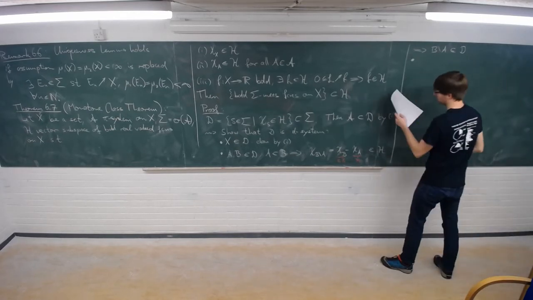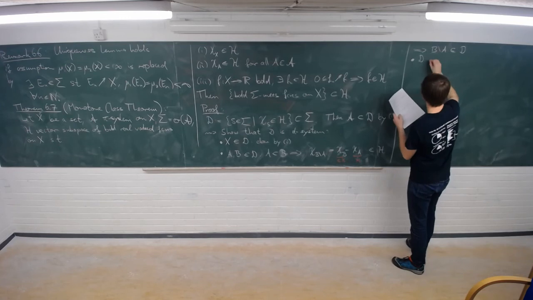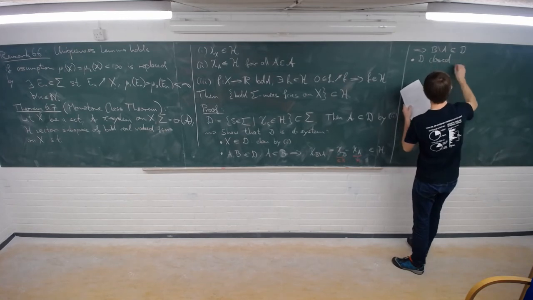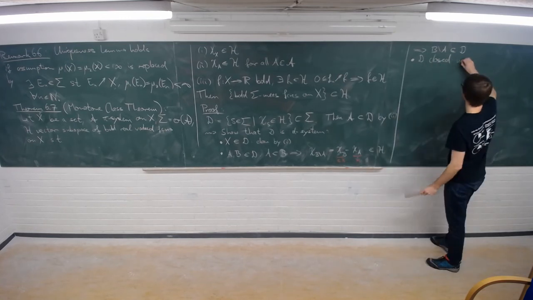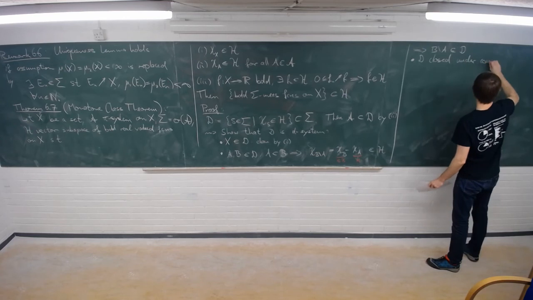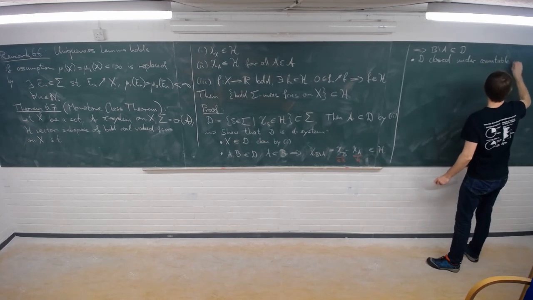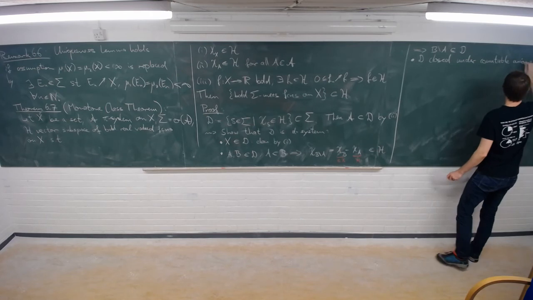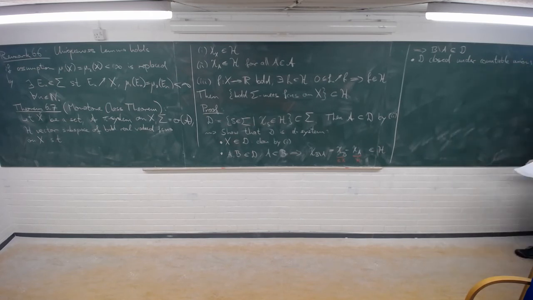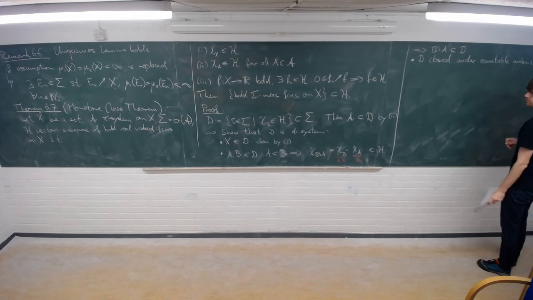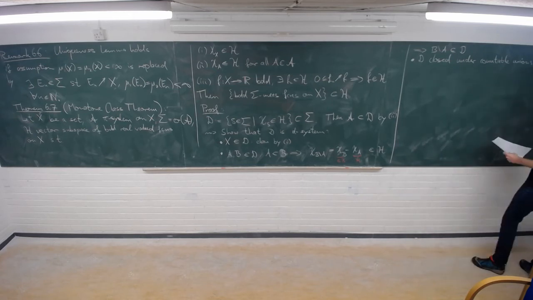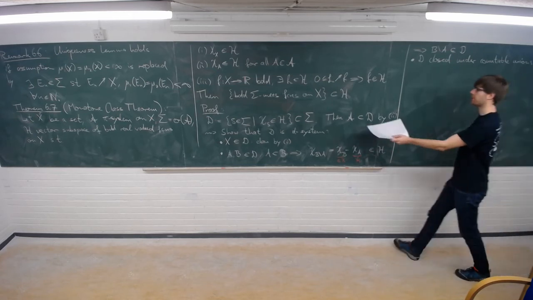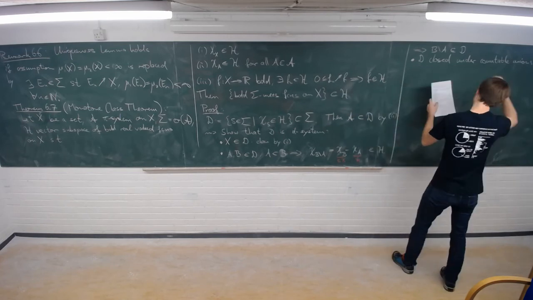And the third thing we have to check is that D is closed under countable unions. So D has to be closed under countable unions if you take an increasing sequence of sets. But this basically follows from this third assumption.